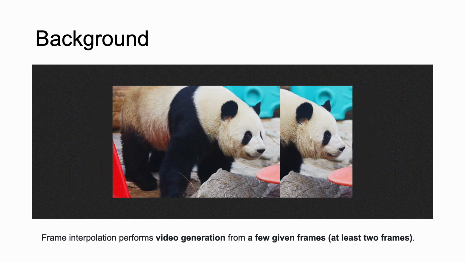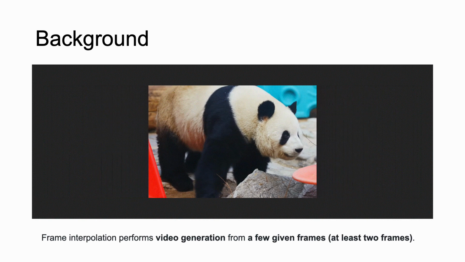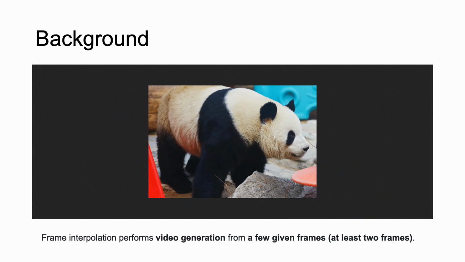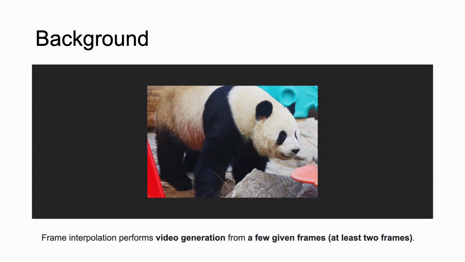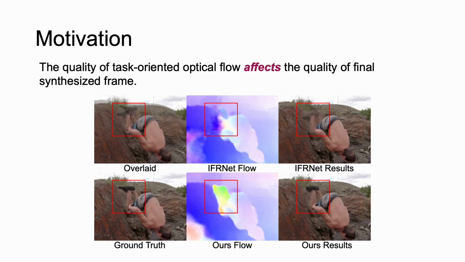Frame interpolation can perform video generation from a few given frames, at least 2 frames. Frame interpolation tasks heavily rely on optical flow estimation to model the motion information of missing frames. For frame interpolation tasks, estimating task-oriented optical flow can effectively improve the quality of the interpolated frames. Thus, the quality of task-oriented optical flow affects the quality of the final synthesized frame.